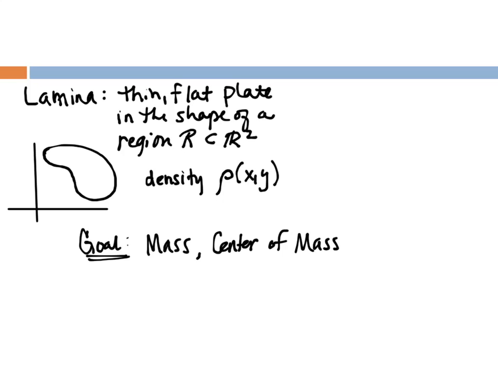Well, there's a couple of formulas, and these come straight from Calc 3 from last semester. So the mass is found by taking the double integral over our region of the density of the object. Okay, so the mass is just what we've just been doing exactly. And then finding the moment.